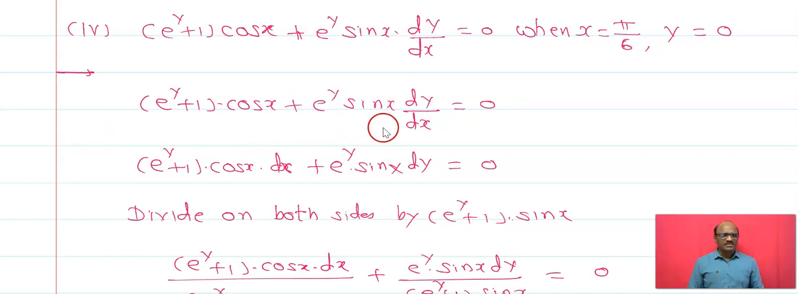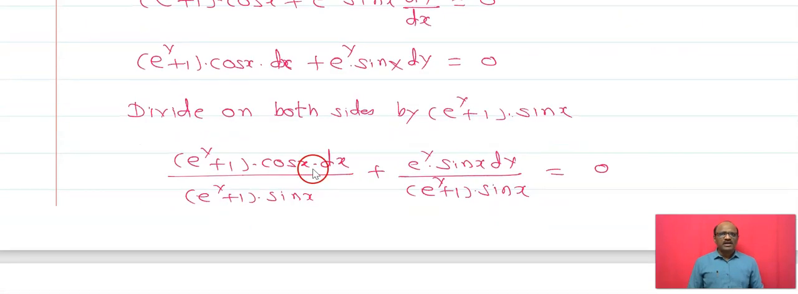Again simplify, that is, multiply on both sides by dx, then you will get e raised to y plus 1 into cos x into dx plus e raised to y into sin x into dy is equal to 0. Now divide on both sides by e raised to y plus 1 into sin x. Why is it? That I had explained. Which terms are not required here for the dx?